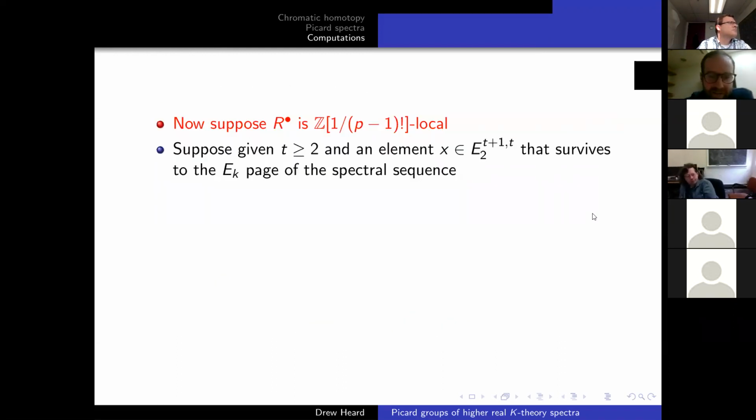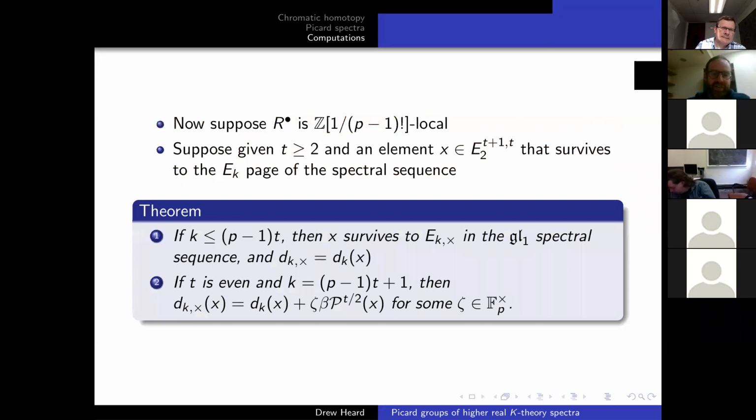Okay, and so to prove this, the strategy is basically exactly the same as in the first paper. So we're given some t greater than or equal to 2 and an element in this here. So this is the minus 1 stem, because this is the stem we're interested in, because in the Picard spectral sequence, everything gets shifted by 1 to the right. So this will be the 0 stem. And we have some class that survives to the E_K page of the spectral sequence. This is our assumption. And then this is the theorem.